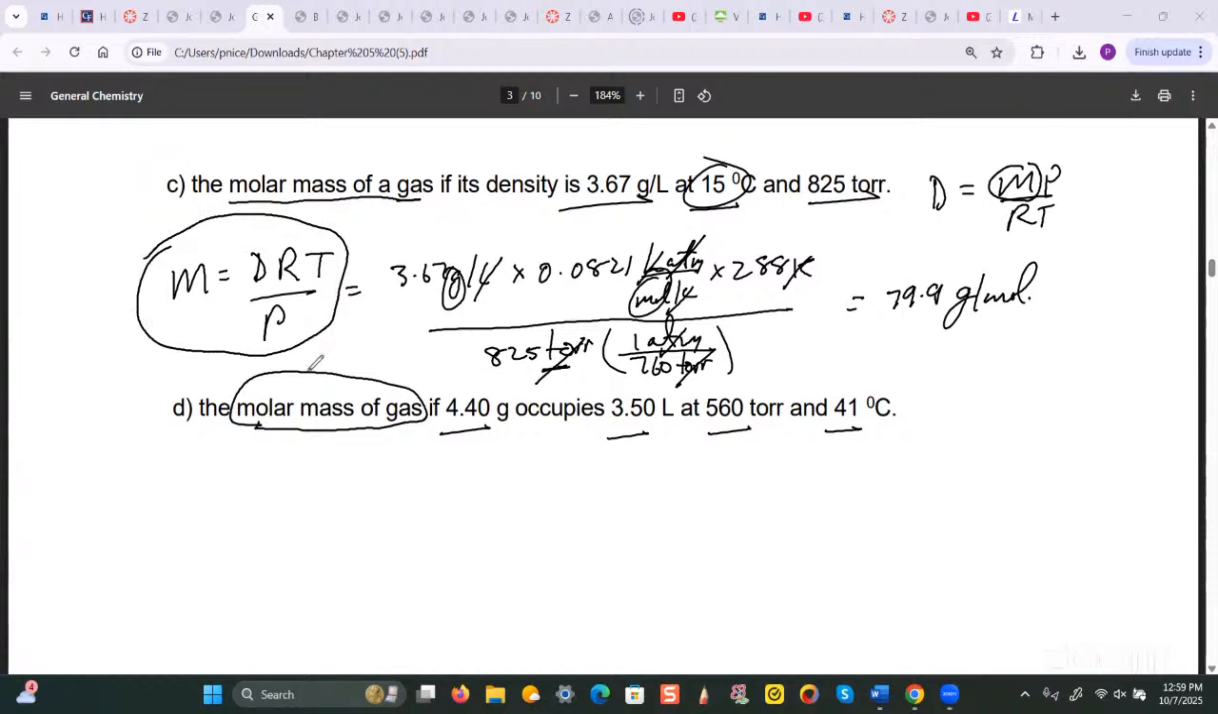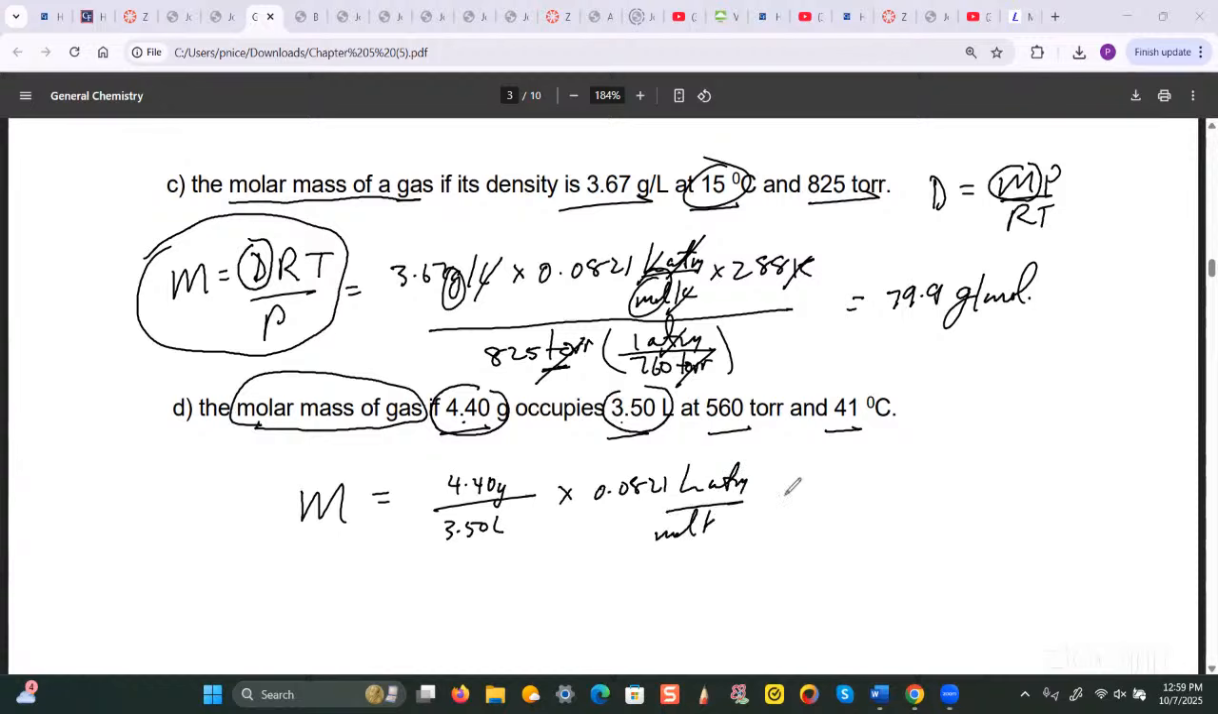But there's a slight difference, and the difference is that they did not give you the density in this question. However, they gave you the means by which you can calculate the density, because they gave you the mass and they gave you the volume, right? So the mass divided by the volume would give you the density, and then you can do the rest of the calculation. So let's do that. The density would be 4.40 grams divided by 3.50 liters. And then we multiply by 0.0821 liters atmospheres over mole Kelvin times the temperature.